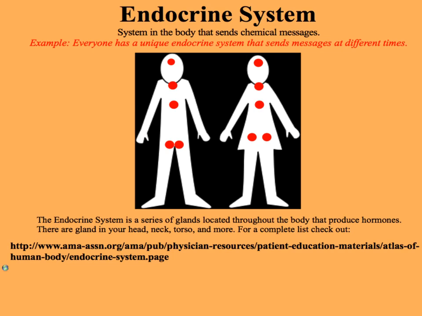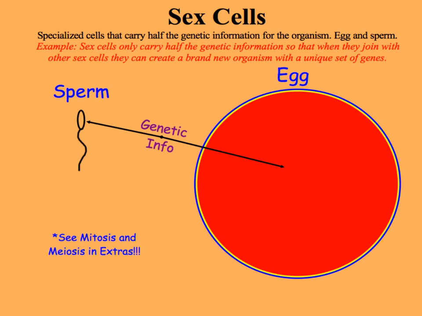We've already talked about the endocrine system. The endocrine system is a series of glands located all throughout the body that produce hormones. And it's these hormones that we're going to really talk about in the reproductive system, dealing with testosterone or estrogen. These glands are located in your head, neck, torso, and they will send a chemical message throughout your body for different things to occur. Sex cells are specialized cells that carry half the genetic information for an organism. Eggs for women and sperm for men.